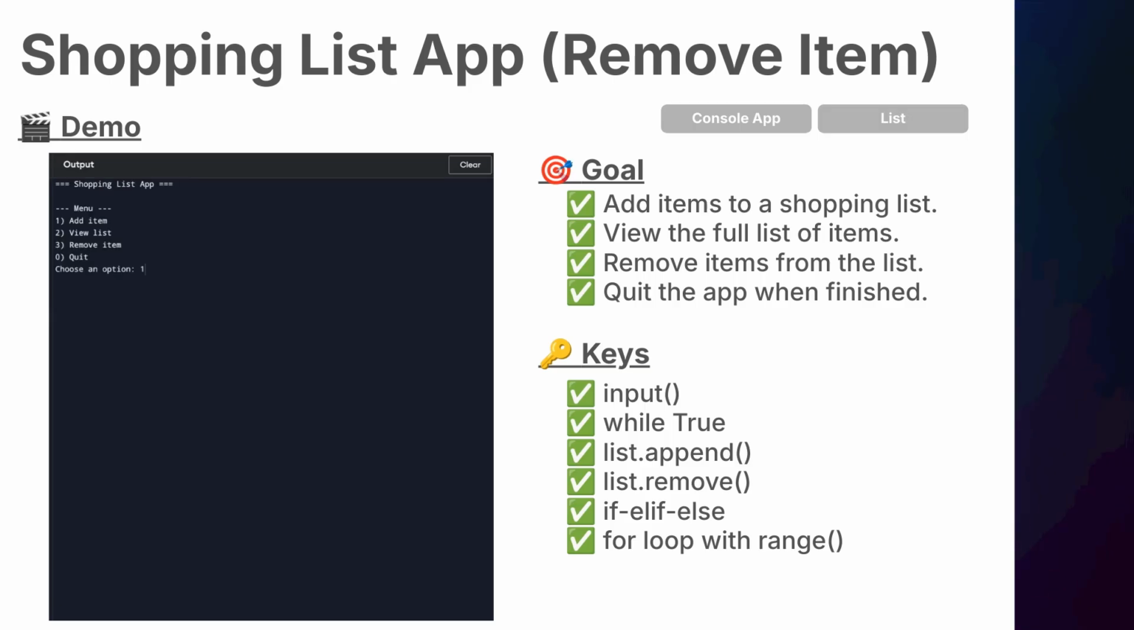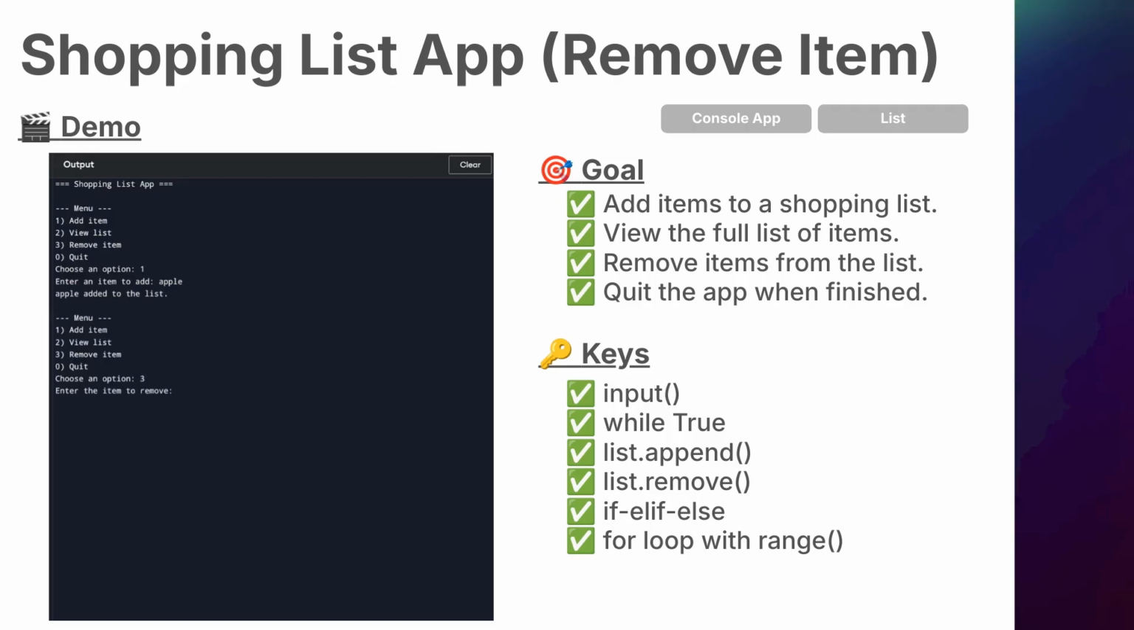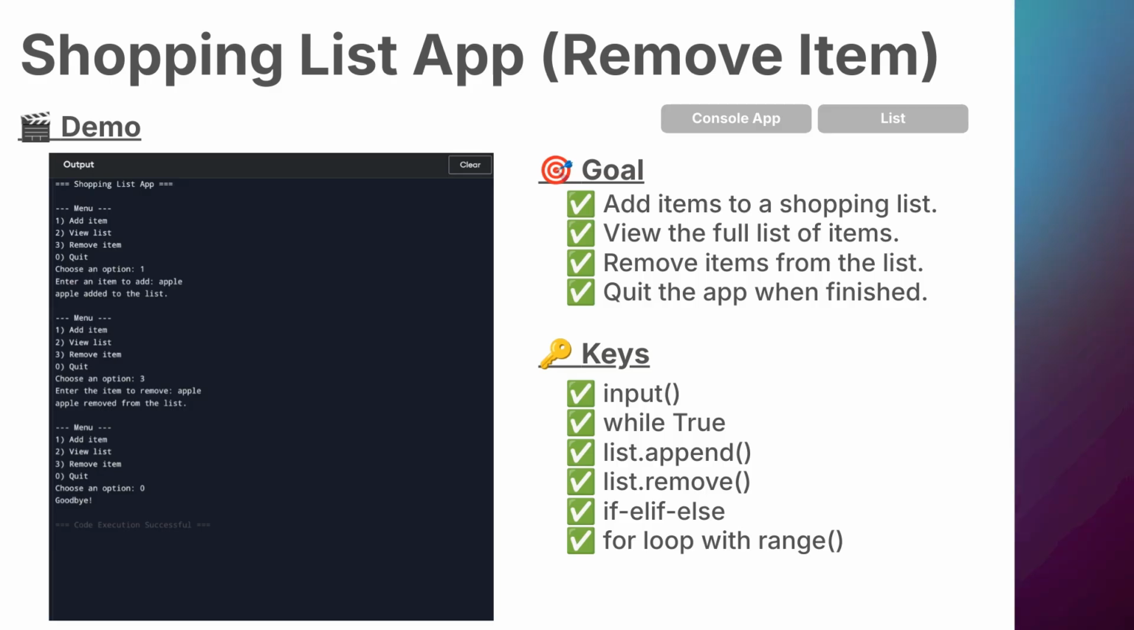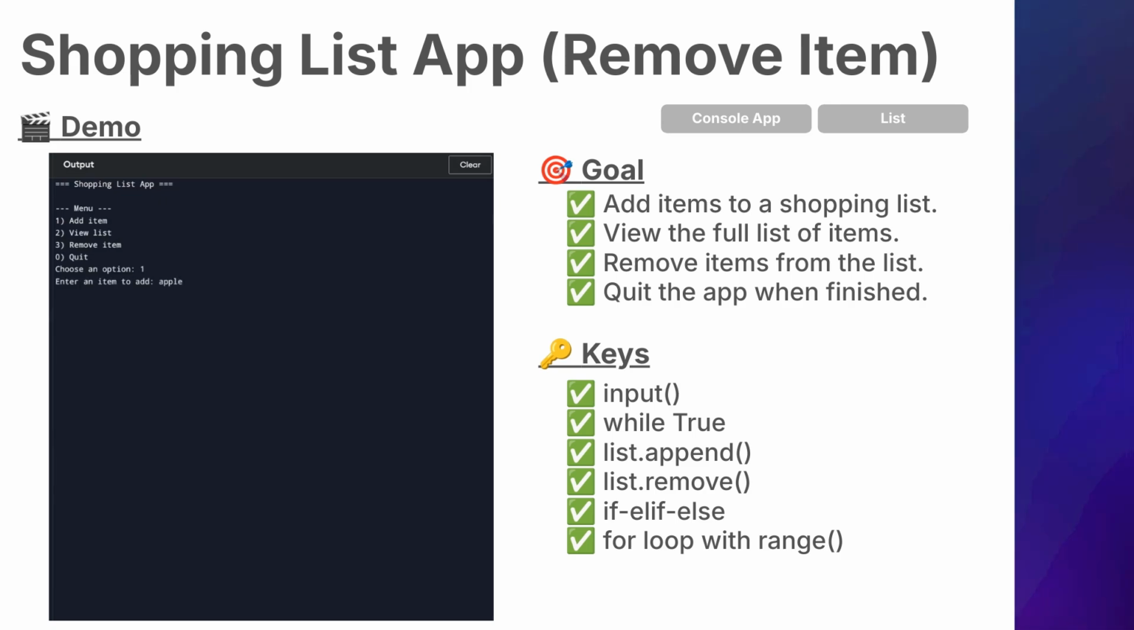In this project, we're building on our previous shopping list app and adding a new feature: the ability to remove items from the list. This means you can now not only add and view your items, but also take things off the list whenever you want. This program starts by showing a simple menu with 4 options. You can add an item, view your current list, remove an item, or quit the app.